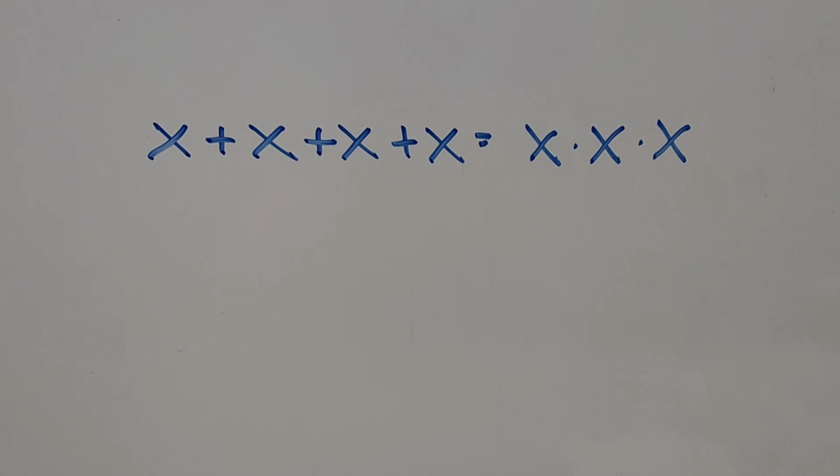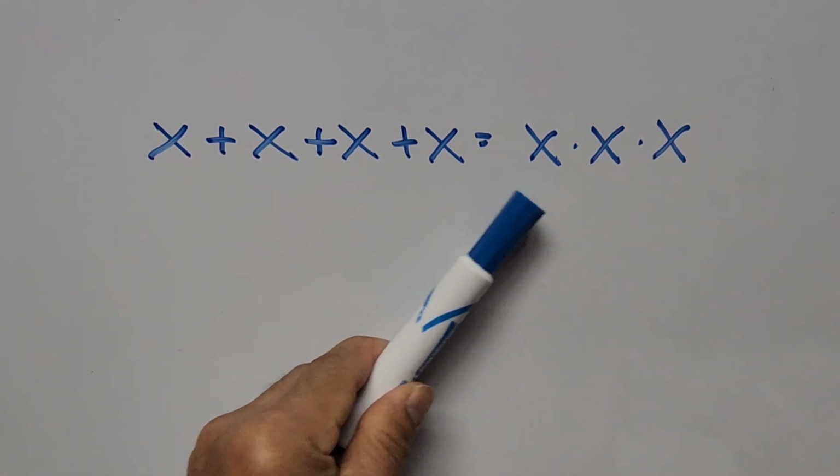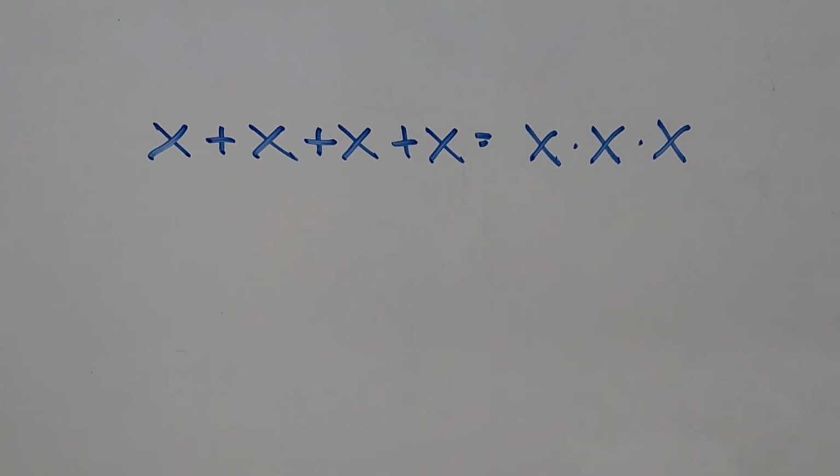Today's video, we're going to solve this given algebraic equation, which is considered a math Olympiad question, though I consider it not so hard. So here we have x plus x plus x plus x equals x times x times x. Can we find one of the values of x right away by direct substitution? Can we solve it?